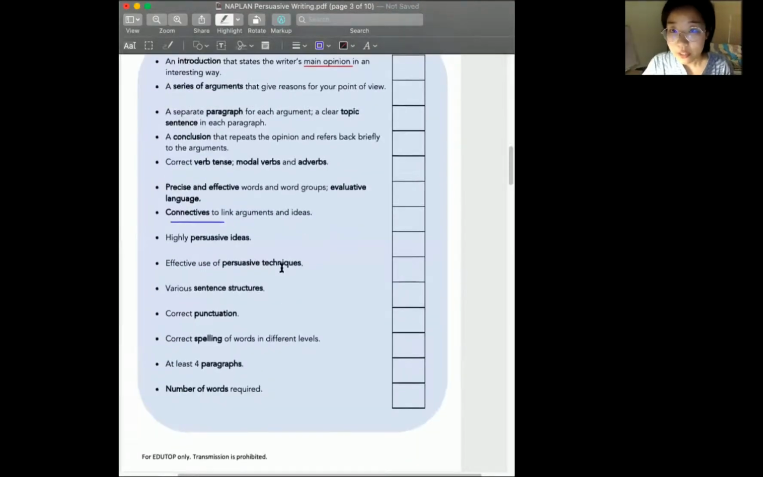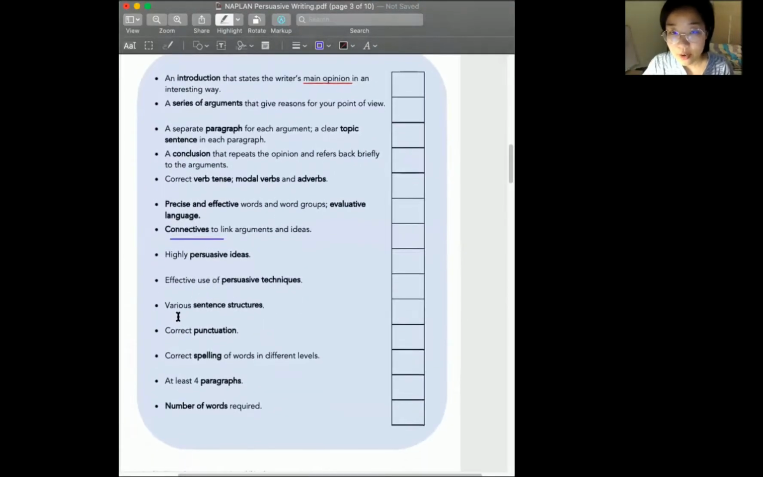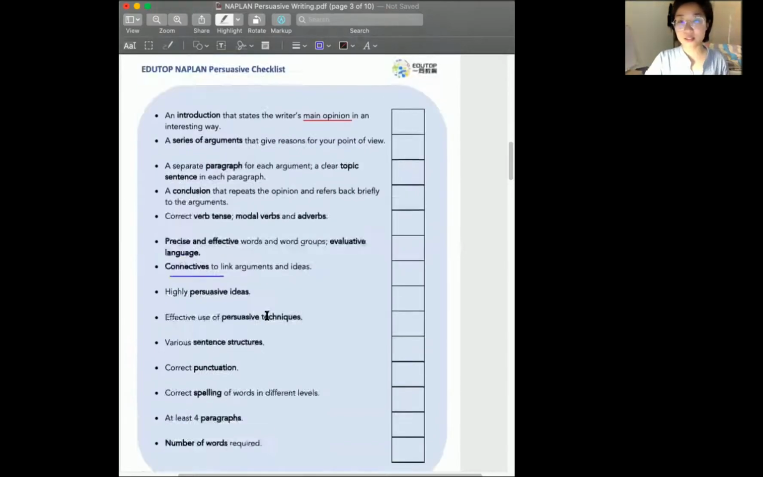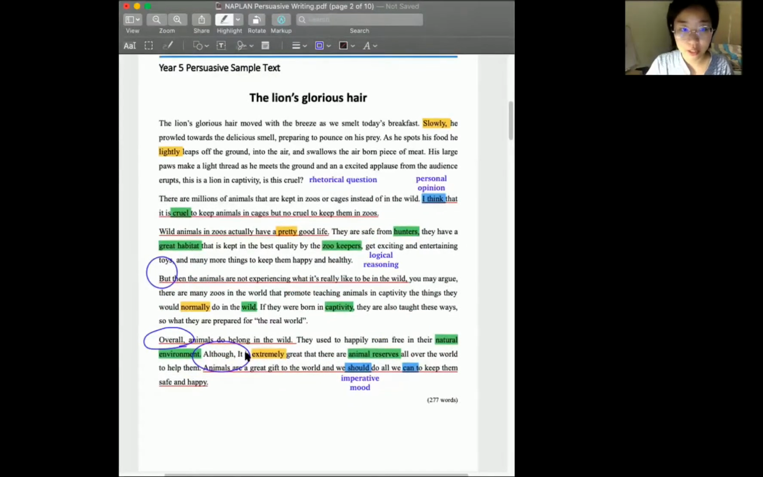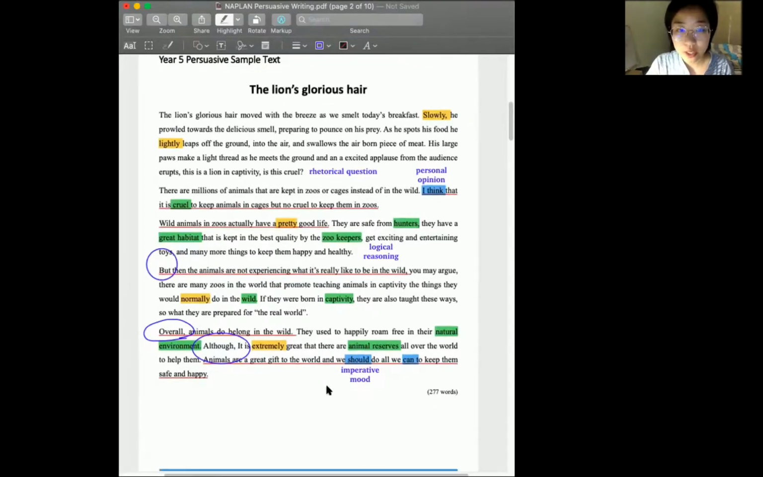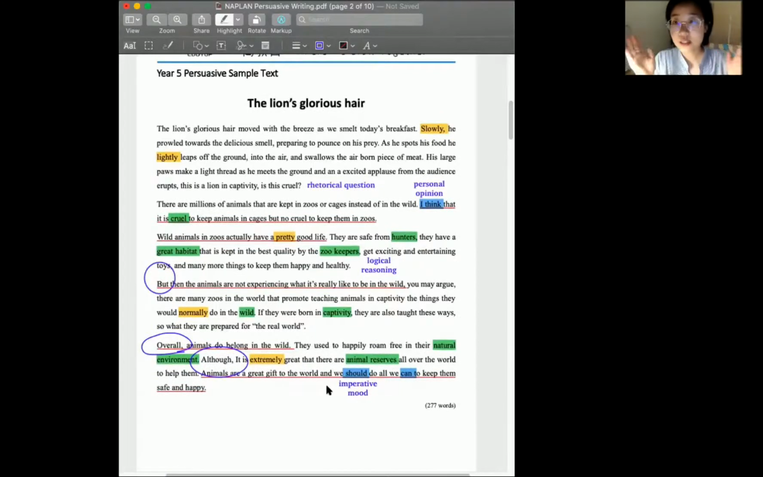Now we're going to keep on going to various sentence structures. Can you see various sentence structures in this writing? Actually, all the sentences are correctly used and demonstrate a variety of clause structures and phrases and sentence lengths as well. So it's actually very good for the sentence structure.